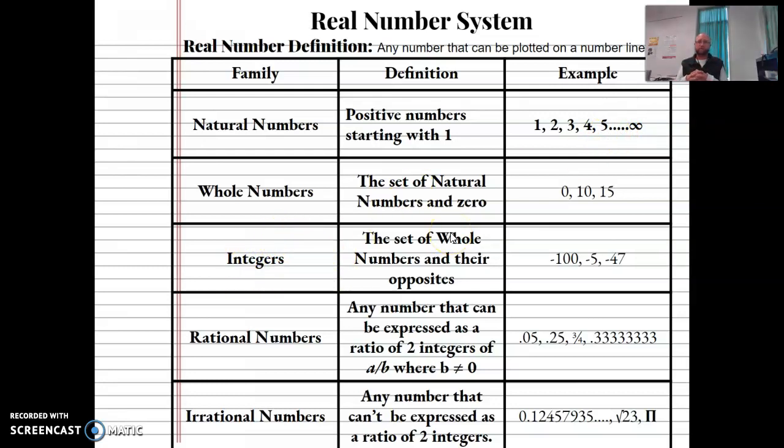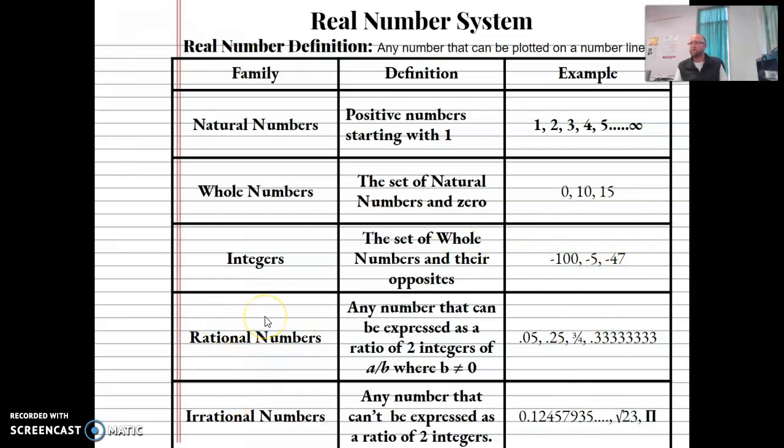Then our next set of numbers is the integers. Now an integer is all of the whole numbers and their opposite values. So, for example, negative 100, negative 5, negative 47. Those are considered integers. Now again, 10 and 15 are also integers, but they're whole numbers too. So, to recap, anything that's a natural number is a whole number and an integer. Not all whole numbers are natural numbers. Not all integers are whole numbers. I hope that makes sense.